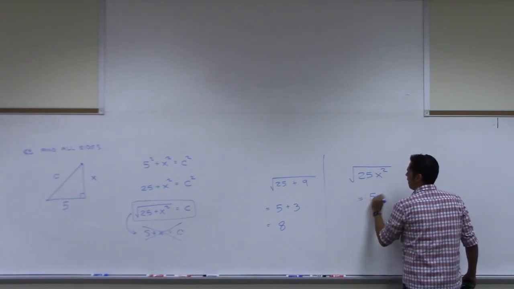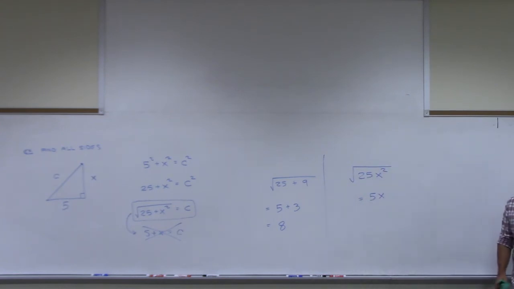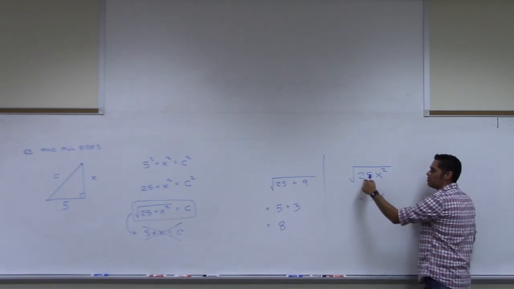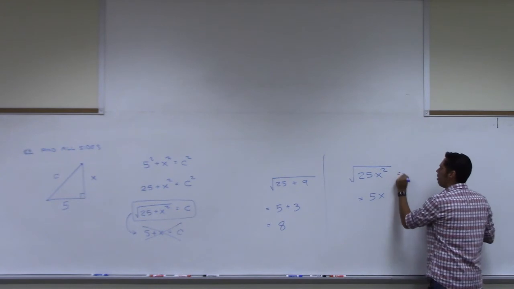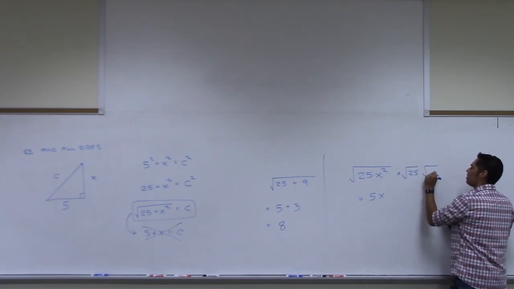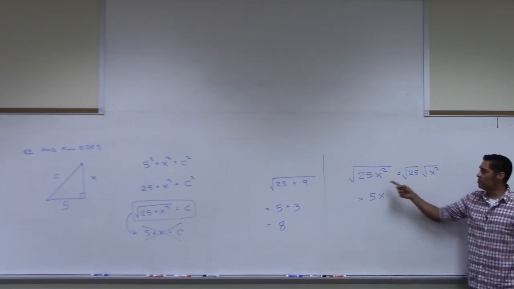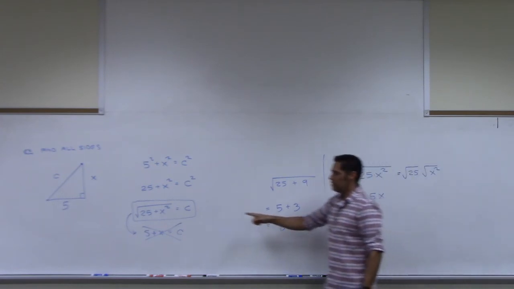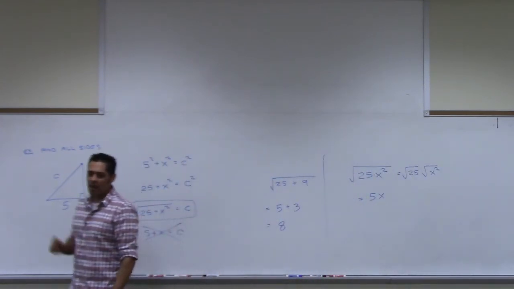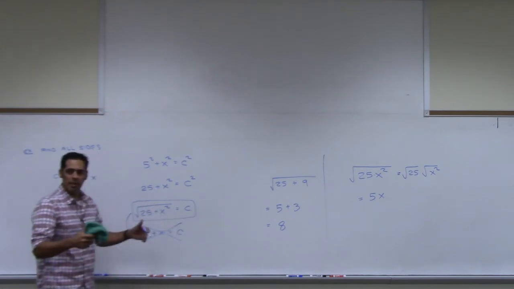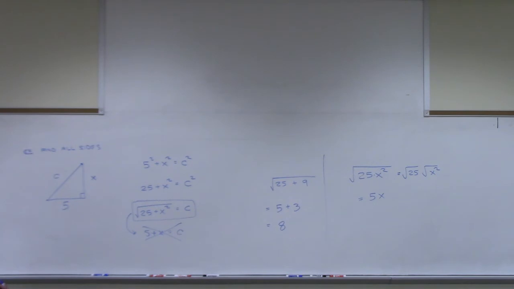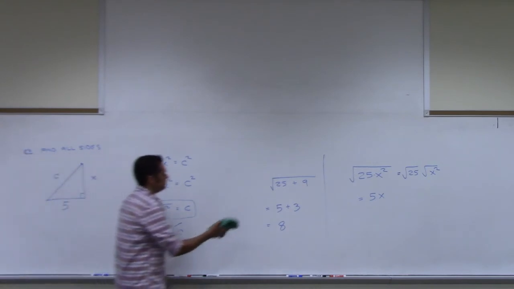That is 5x. Because between the 25 and the x squared is multiplication. And when you have multiplication, you are allowed to break it into 2 separate square roots, as long as there was multiplication. But the addition inside prevents you from doing that. Math would be a lot easier if you could do this step, but you can't. Are we clear? All right, so c is square root of 25 plus x squared. That's what it is. One more, then we're going to move on.